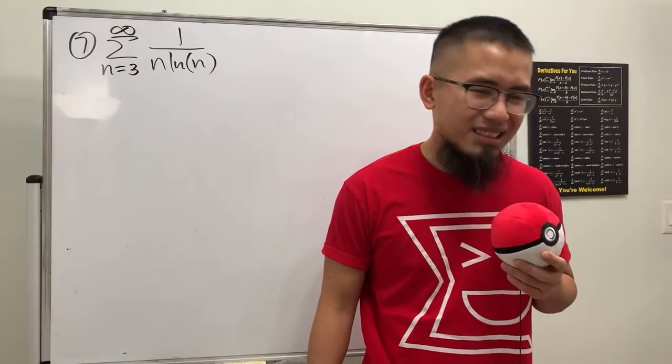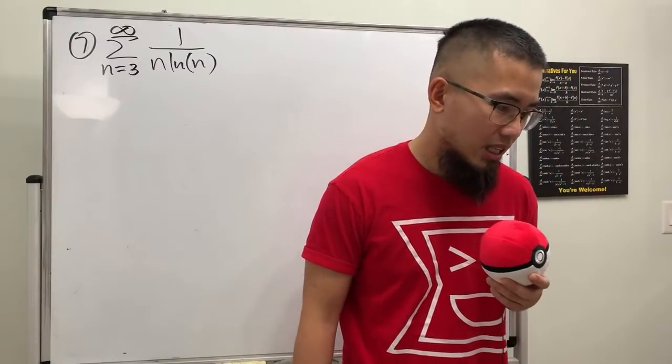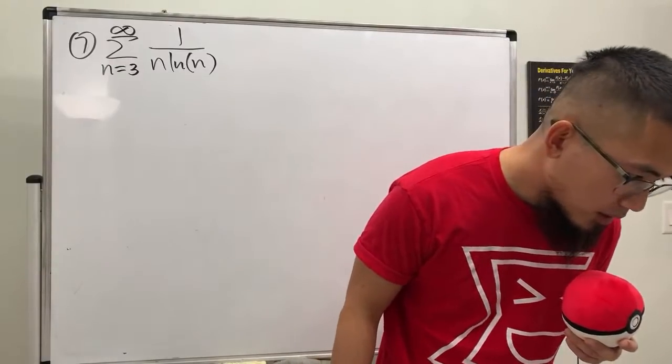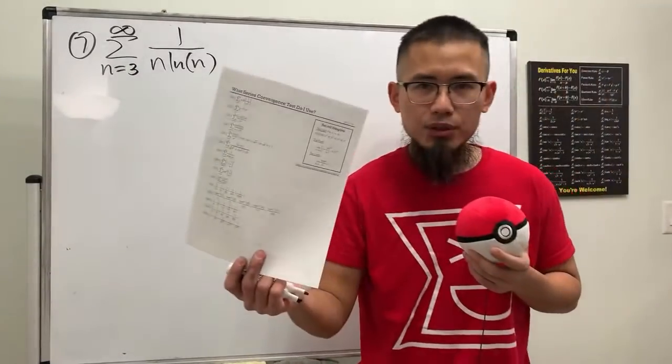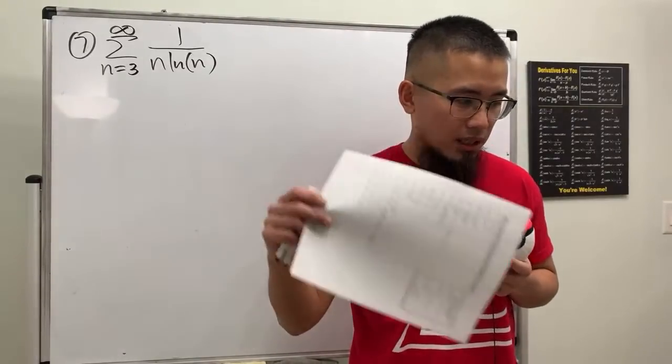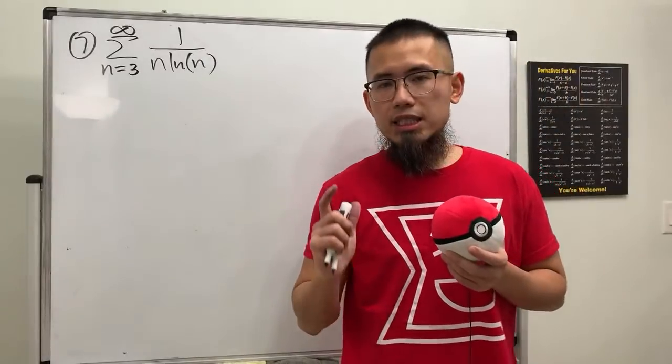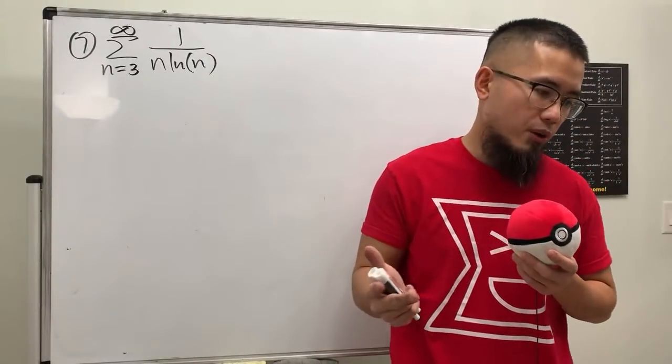Direct comparison does not work out nicely. Yeah, the inequality does not work out. Are you talking about my chart? If you are talking about my chart, it's in the description, right? Ratio test is more useful when you see factorial, right?